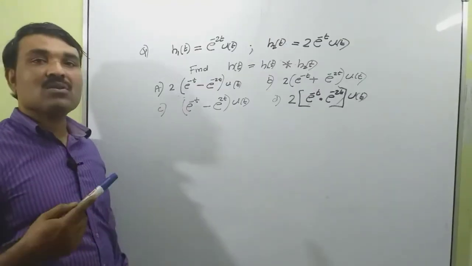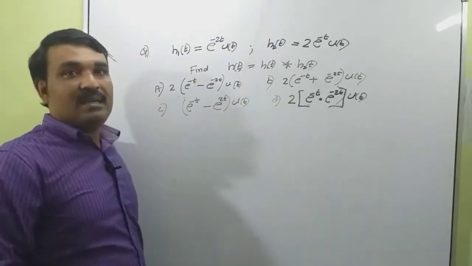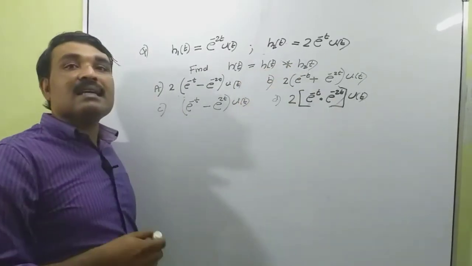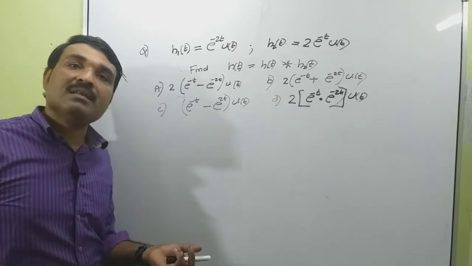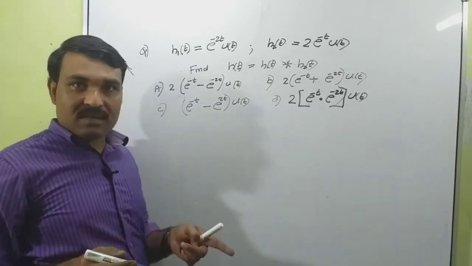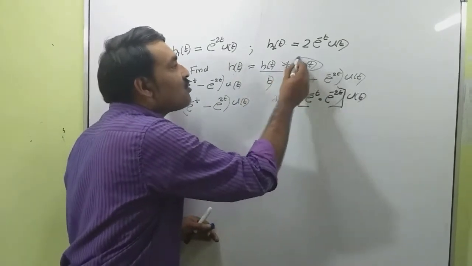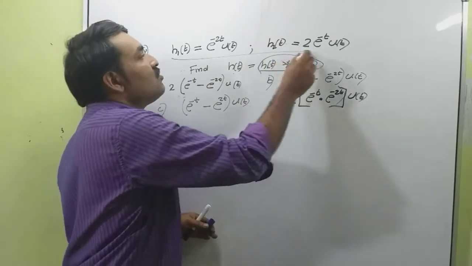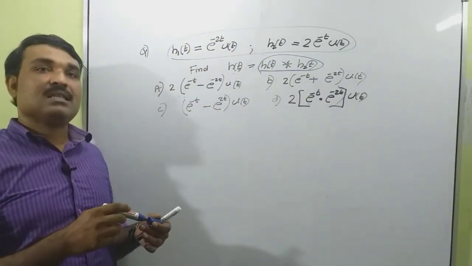The impulse responses of two systems are given, that is h1(t) and h2(t). Now the question is, given that these two systems are connected in cascade, we want to find the overall impulse response of the system. Two systems connected in cascade means h(t) is equal to h1(t) convolution h2(t). So we want to find the convolution of these two impulse responses. Then we will get the overall impulse response.